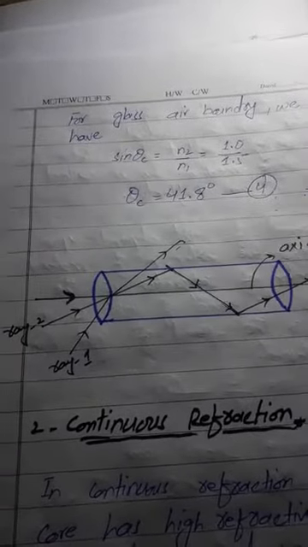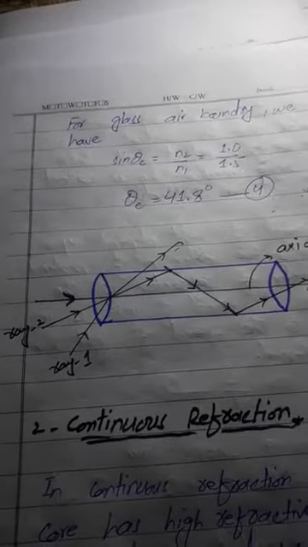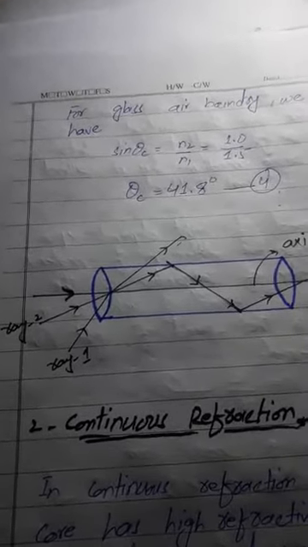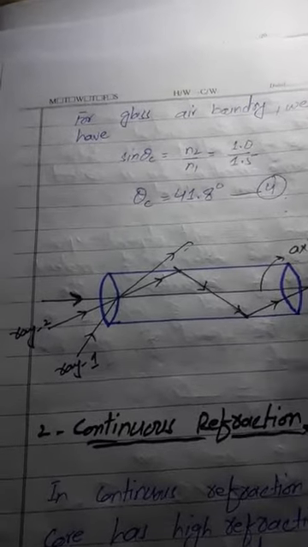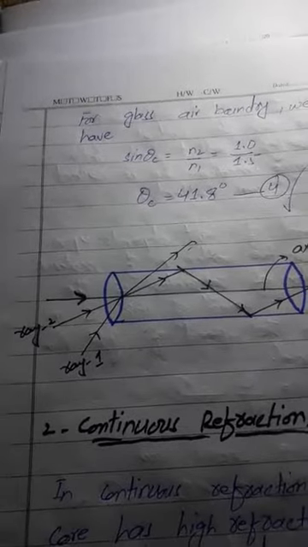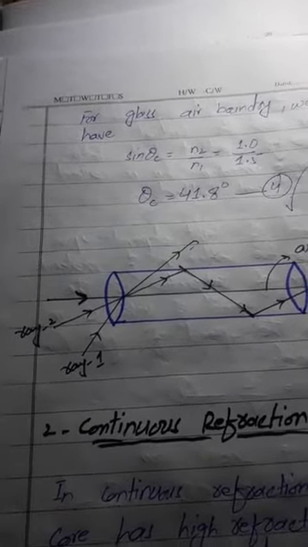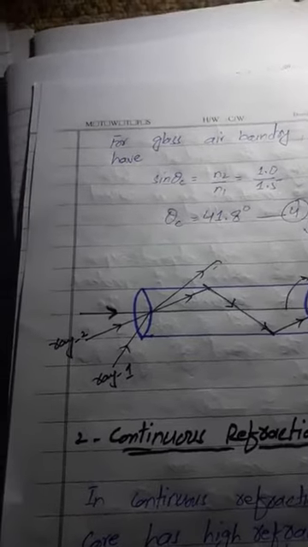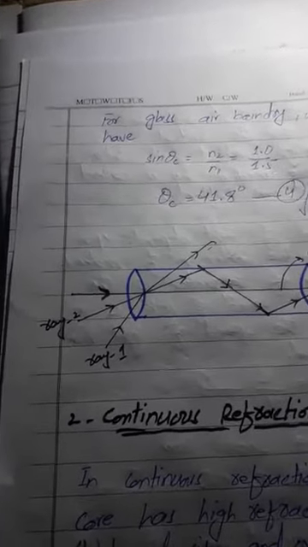For that critical angle the angle of refraction will be 90 degree. लेकिन हमें तो total internal reflection चाहिए, and for the total internal reflection the incident angle must be greater than this angle. और जब भी आप 42 degree पे light incident करेंगे glass से air में, that will be total internal reflection.